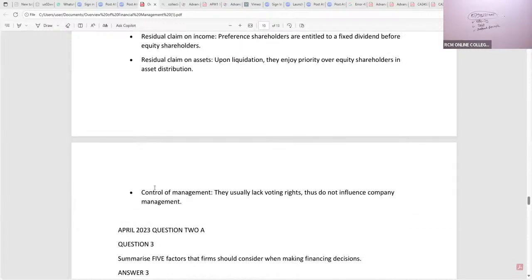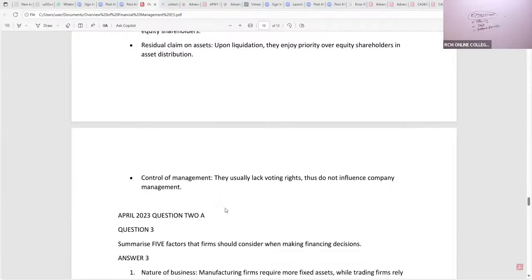Control of management. Remember, these people are not coming to dilute our ownership. I don't know how I forgot about this. This is really important. Control of management. They usually lack voting rights, thus do not influence company management.